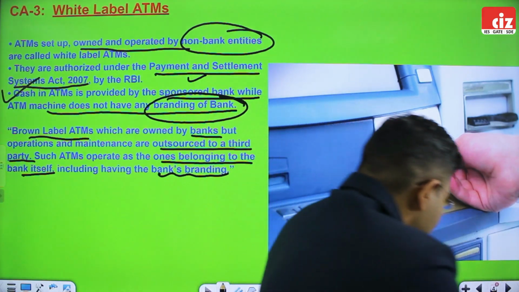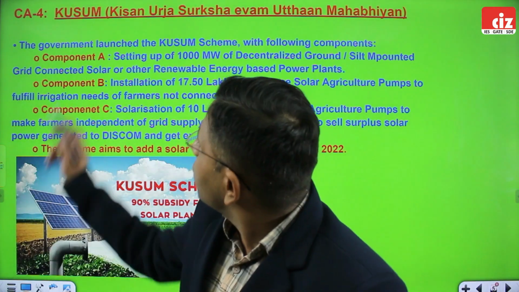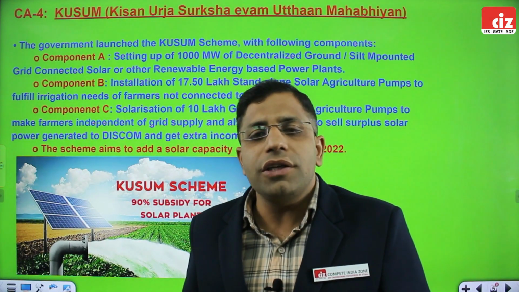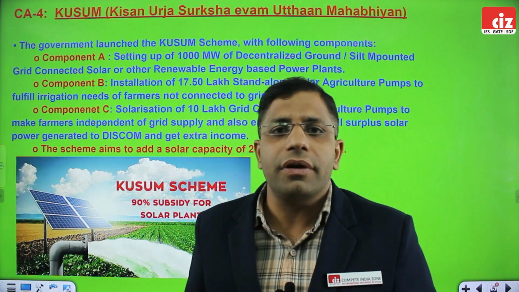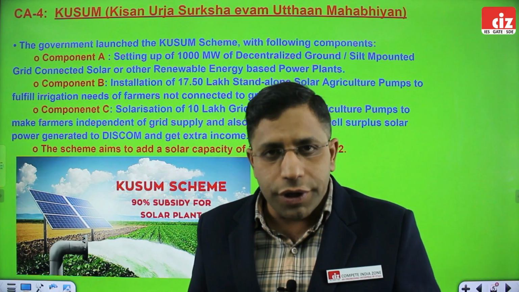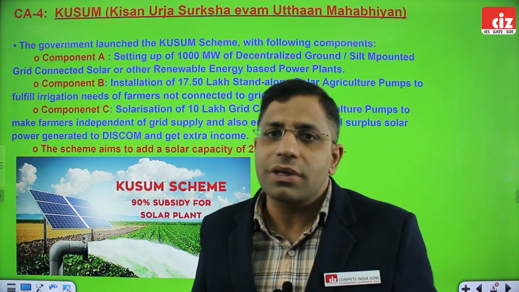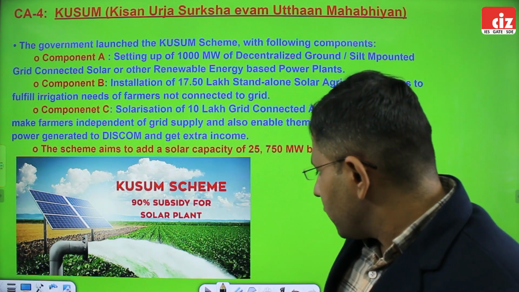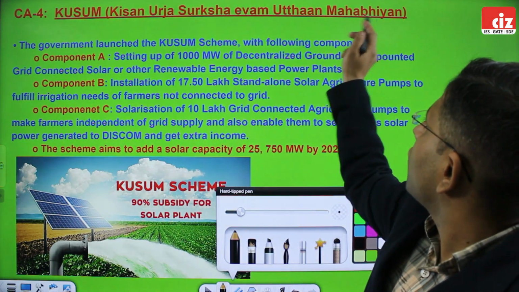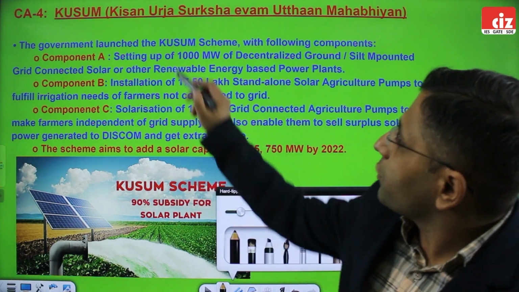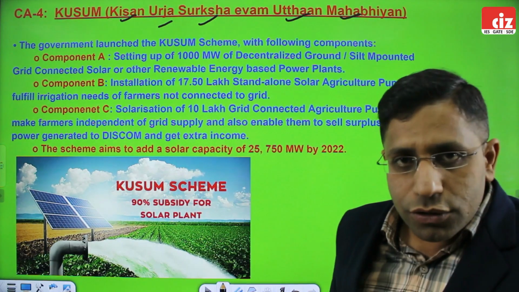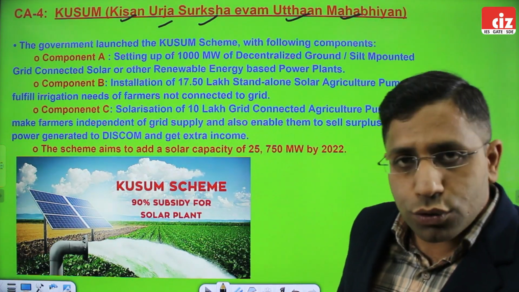Moving further, the next current affair is related to the KUSUM scheme. I told you earlier also, there was the Pragati scheme in the 2018 paper, and in the paper only the acronym of that was asked. So here also, in the current affairs of March, the KUSUM scheme is very important. KUSUM stands for Kisan Urja Suraksha evam Utthaan Mahabhiyan. Please learn the terminology. So this is the terminology for the word KUSUM.